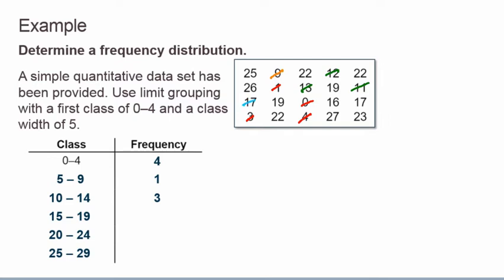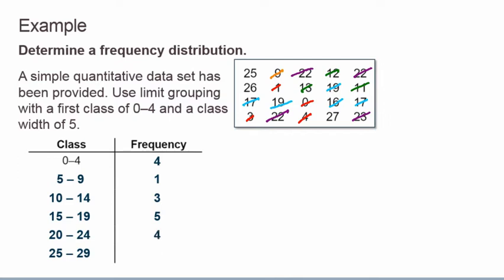So I can count 17, 19, 19, 16, 17. Since that's 5 data points, my frequency is 5. Next, I want to count up the data points for the class of 20 to 24 inclusive. I have 22, 22, 22, 23. That's 4 data points, so the frequency is 4.